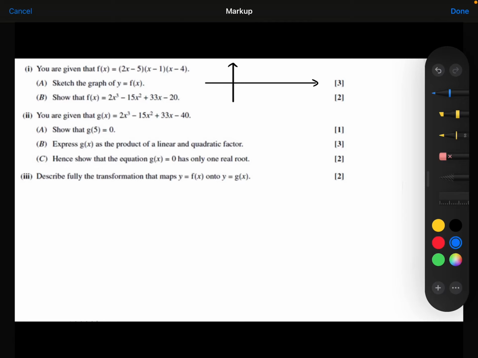You were given that f of x is equal to (2x - 5)(x - 1)(x - 4). Part A says to sketch the graph of f of x. So I can see that it's going to have roots. It is going to equal 0 if x is 2.5, or 5 over 2, or if x is 1, or if x is 4.